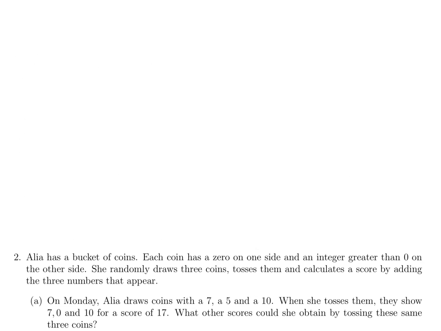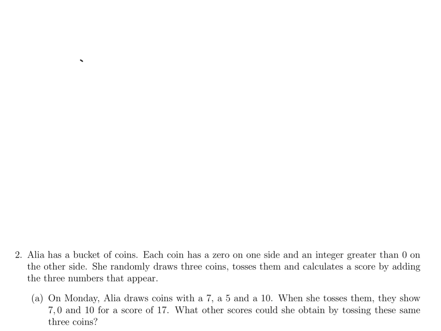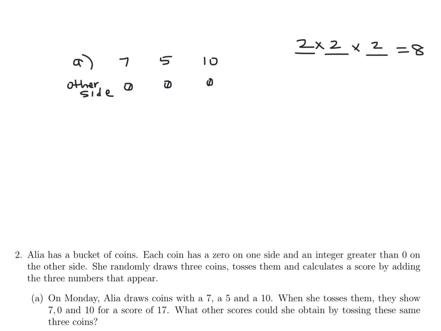Okay. Well, this is part A, we have a 7, a 5, and a 10. And on the other side, they will have zeros. So there's my zeros. So what are the combinations? Well, for each coin, you have 2 possible choices. And therefore, 2 by 2 by 2, we have 8 possible combinations.